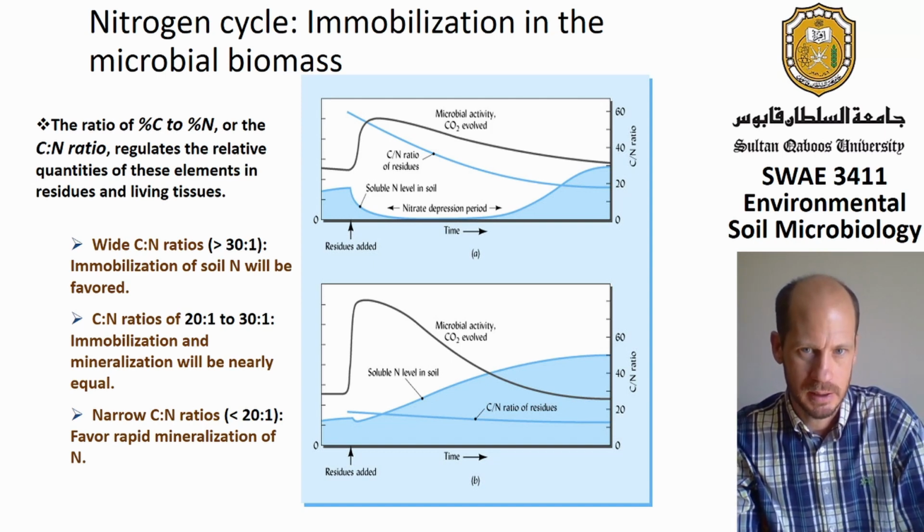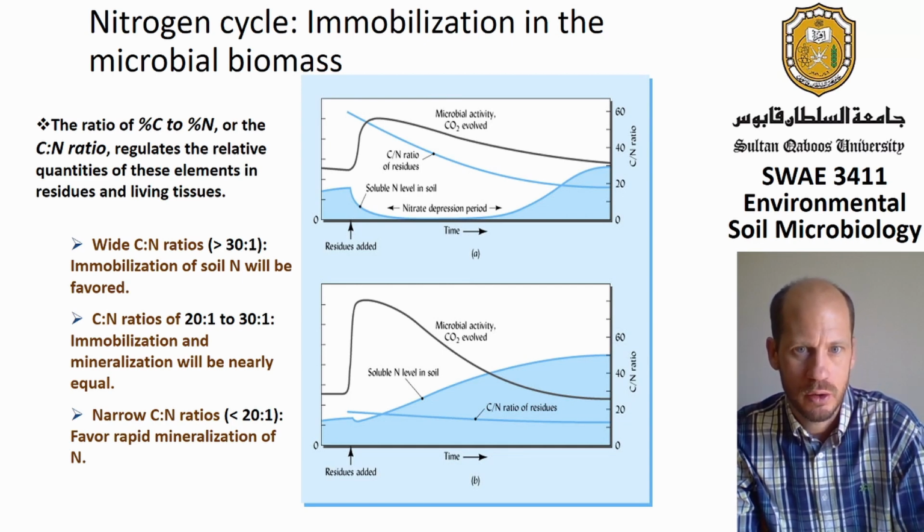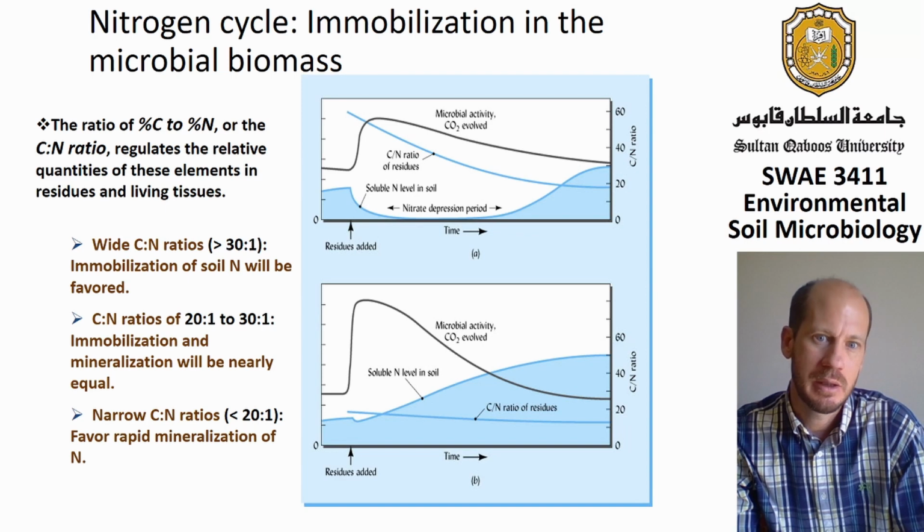The reason is, if you add a high carbon to nitrogen ratio residue, as the microbes start decomposing the carbon, they will take up all the nitrogen from the environment. And because they take up all the nitrogen, the soil will be deficient.